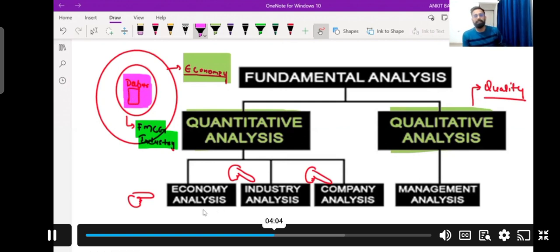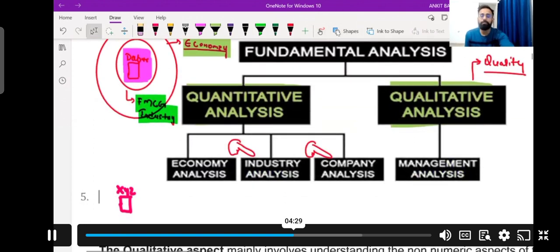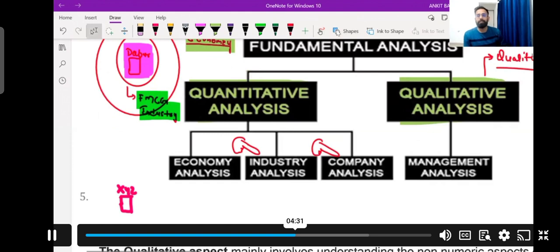Now, let's suppose I'm taking the example of a pharmaceutical product, and you are planning to invest in a pharmaceutical company. Let's suppose XYZ is the pharmaceutical company. Definitely you will check how that specific company is performing. But before that, what is the first thing you will check? You will check what the future of the pharmaceutical business in India is.